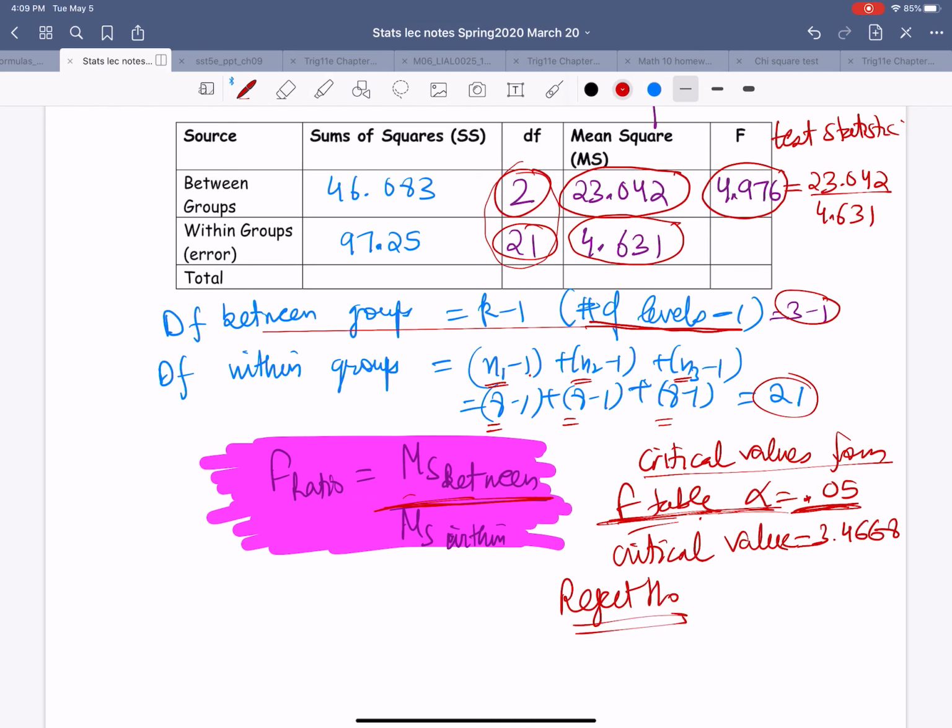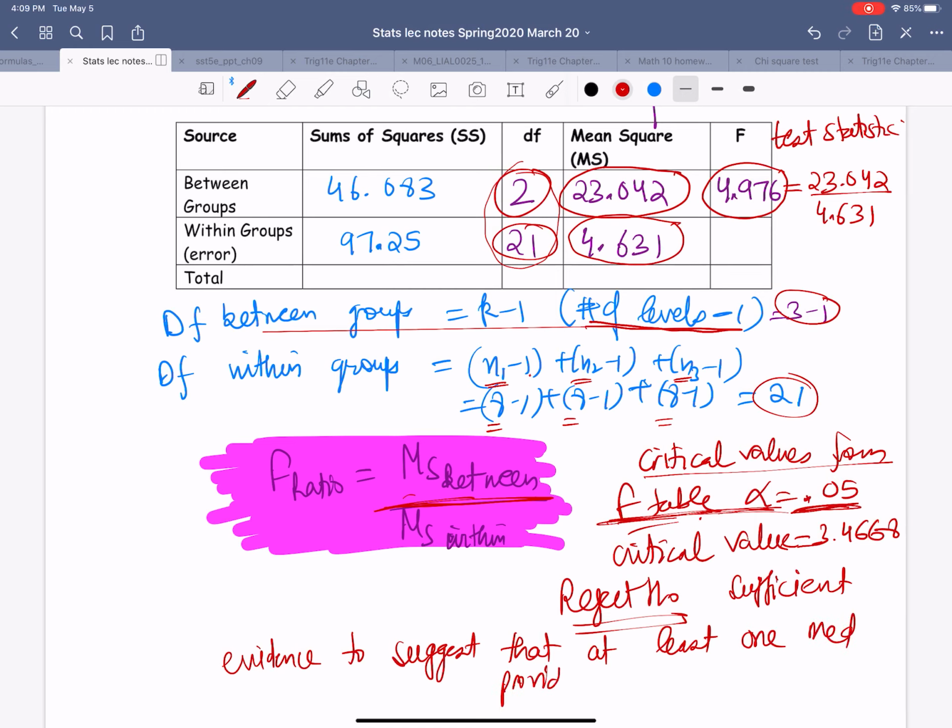So we can say at least one medication provides better relief. When we reject the null, we have sufficient evidence to suggest that at least one medication provides better relief. Either the sugar pill or the Paxil or Prozac provides better relief.